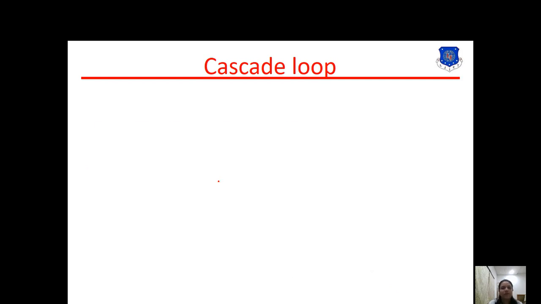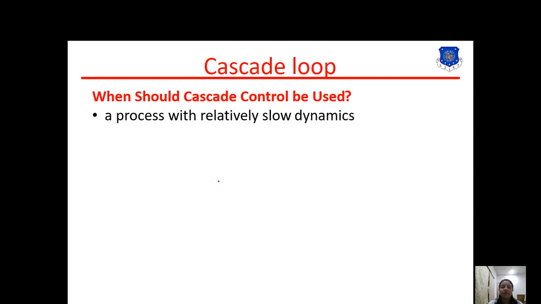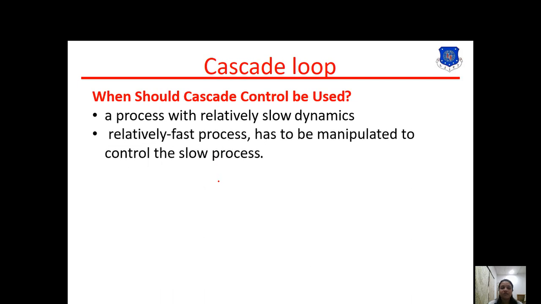Now next is: when should cascade control be used? For a process with relatively slow dynamics, at that time we can use a cascade control loop. Next, when a relatively fast process has to be manipulated to control the slow process, at that time we can also use a cascade loop.